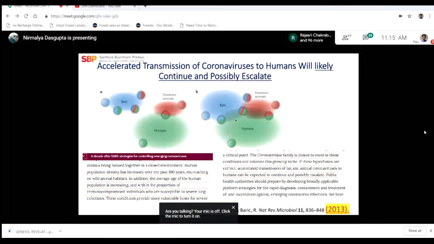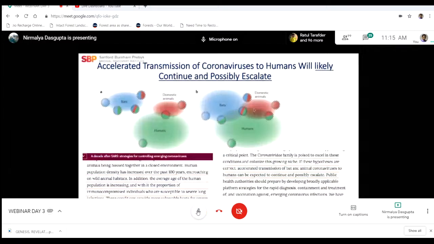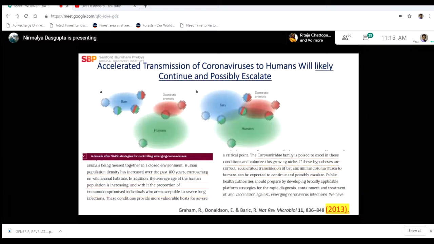You can see the intersection of the bat habitat, human habitat, and the domestic animals' grazing field. There is an intersection, and it always somehow spills over from bats to domestic animals to humans, or directly to humans. So it is not the bats' fault; it's our fault, because of encroaching on their habitat and deforestation.